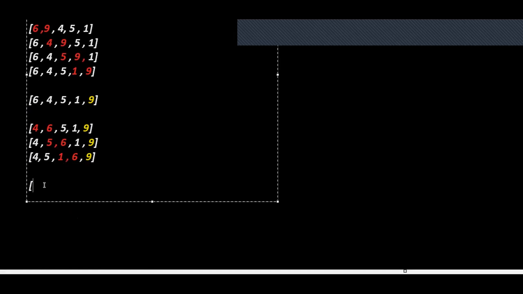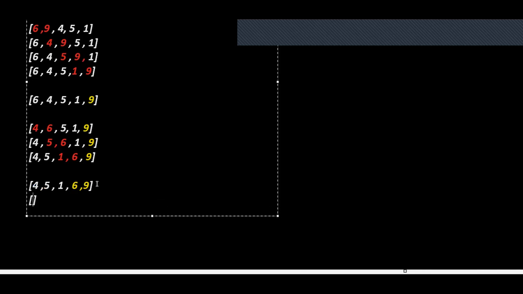So again, let us write the same thing. 4, 5, 1, 6, and 9. Since 6 and 9 are already sorted, I don't need to sort them again. I just need to check the earlier elements. First 4 and 5 I need to check. Now you can tell me whether 4 and 5 are in the correct order or not. Since 4 is smaller than 5, 4 must come before 5. So I don't need to change the order. So I'm just writing the same thing.